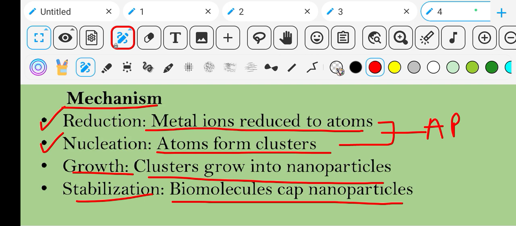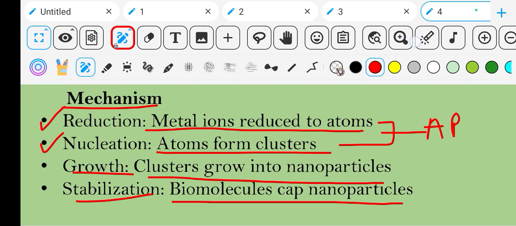So the plant biomolecules, like your proteins, your amino acids, your sugars, bind to the surface of nanoparticles, which creates a steric or electrostatic barrier that keeps the nanoparticles separated, which results in stable colloidal suspensions. So this is the mechanism of your plant mediated synthesis of nanoparticles.